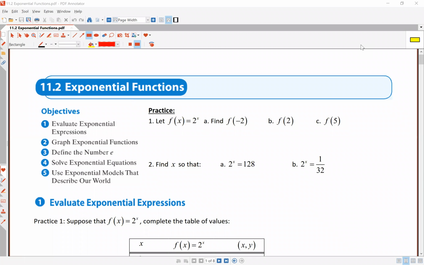This video covers section 11.2, exponential functions. Objective 1, evaluate exponential expressions.